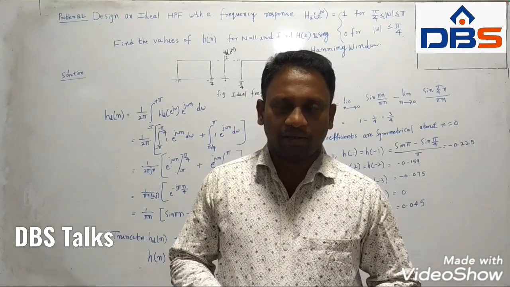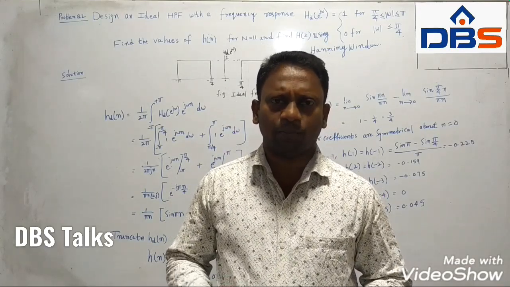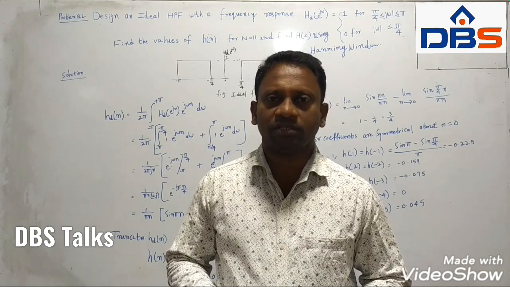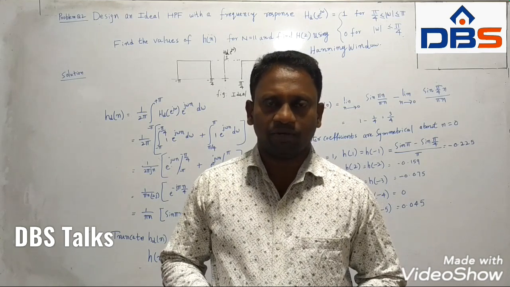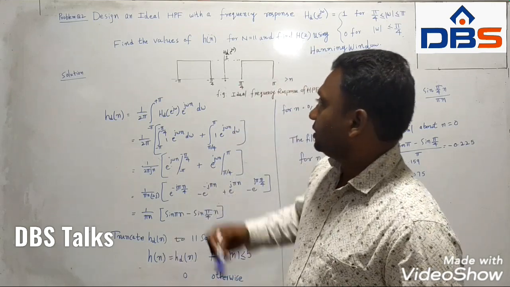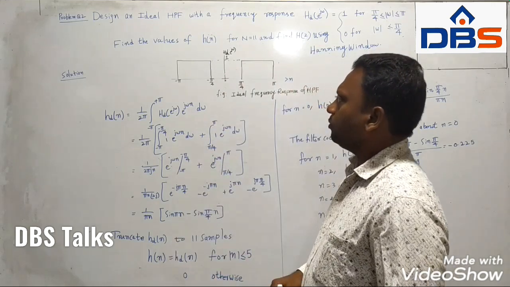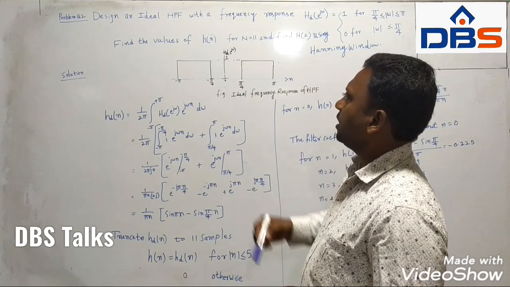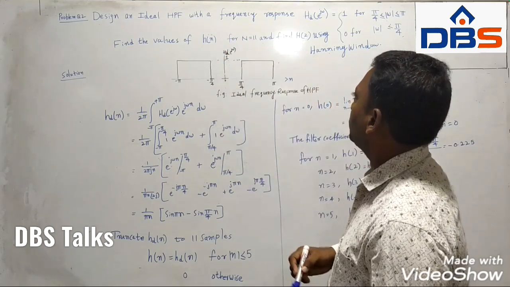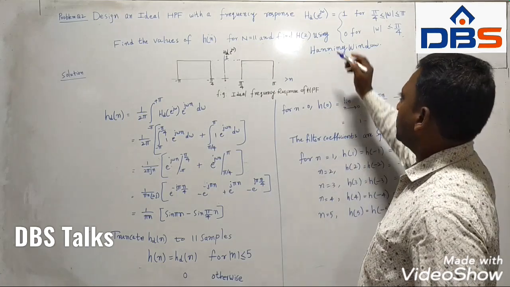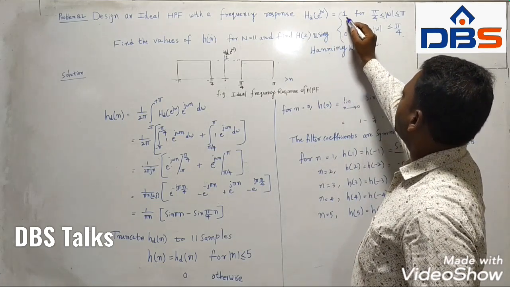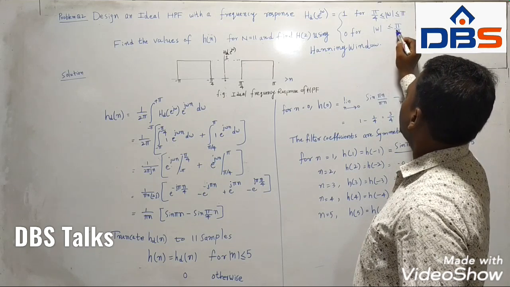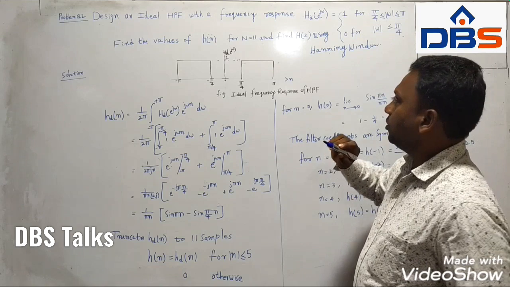Good morning. In today's class, we will see another problem on filter design using the window technique. Now we will see the second problem, question 2. Design an ideal high pass filter with a frequency response HD of e power j omega, that is 1 for pi by 4 to pi, and 0 for mod omega less than or equal to pi by 4.